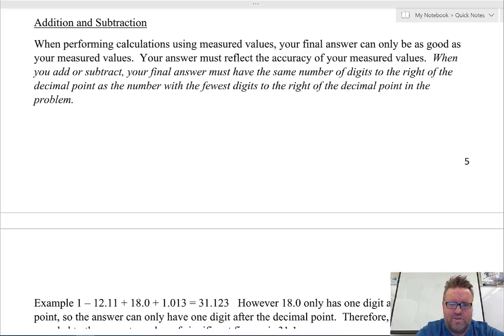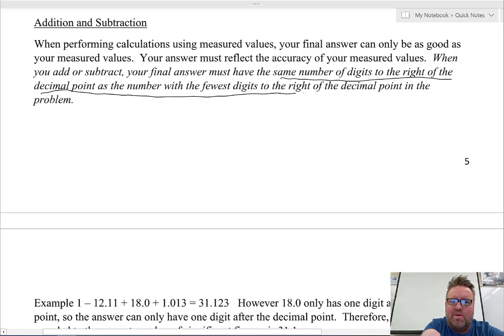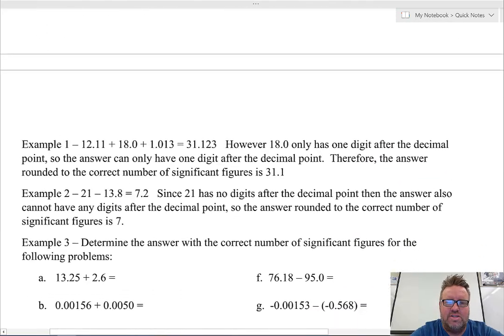When you add or subtract, your final answer must have the same number of digits to the right of the decimal point as the number with the fewest digits to the right of the decimal point. So rather than look at the whole number, you just look at how many numbers come after the decimal point. Whichever one, again, has the fewest, that's how many go in your answer as well.